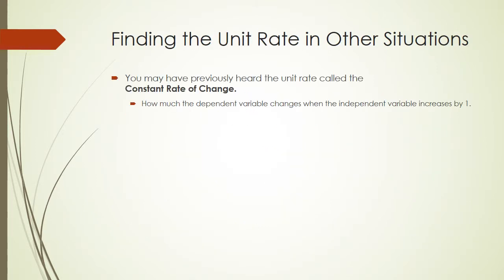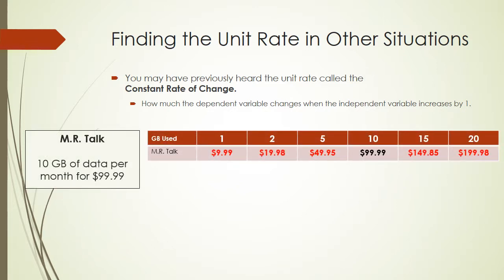Sometimes we need to be able to find a unit rate when we're not simply given a situation, and it may be helpful in that case to instead think about the unit rate as the constant rate of change. Typically we can use these words interchangeably. And remember that the constant rate of change is how much the dependent variable changes when the independent variable increases by 1. So let's take a look at this table from the MR Talk phone company from a previous video.